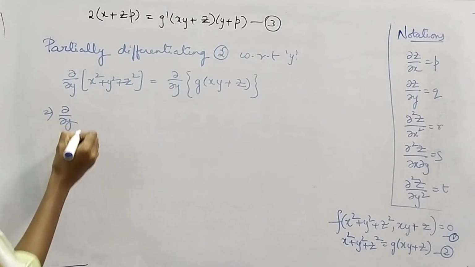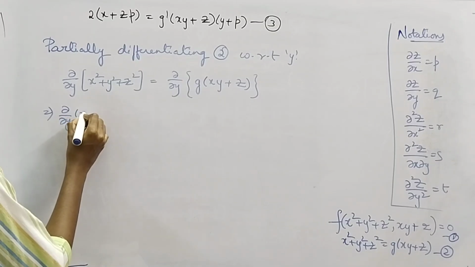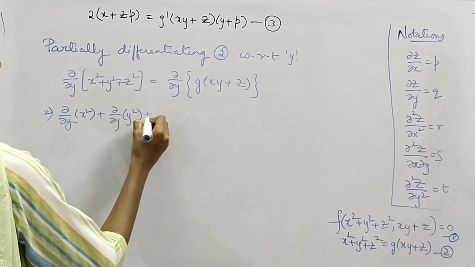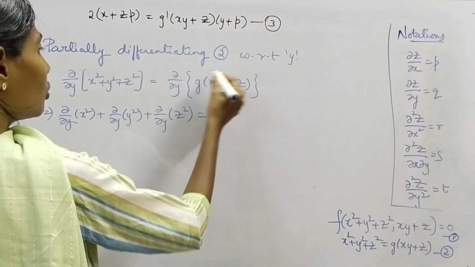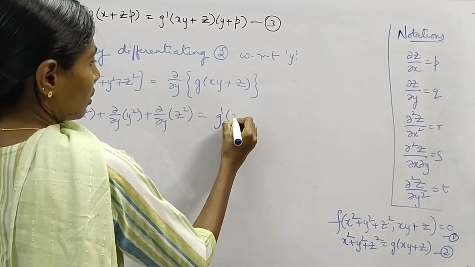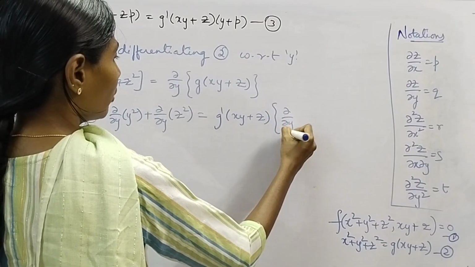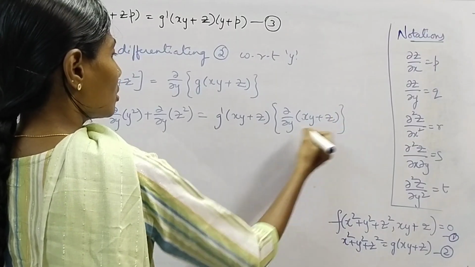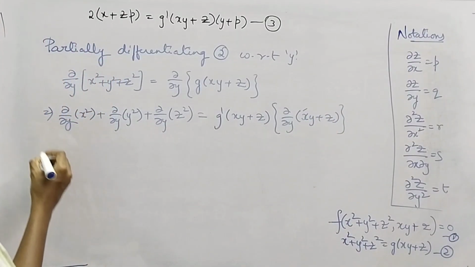Here we are partially differentiating with respect to y, so we'll treat x as constant. Partial derivative of first term plus partial derivative of second term plus partial derivative of third term equal to partial derivative of g of xy plus z is g dash of xy plus z into inner derivative, that is dou by dou y of xy plus z. Since we are partially differentiating with respect to y, here x is treated as constant, right?